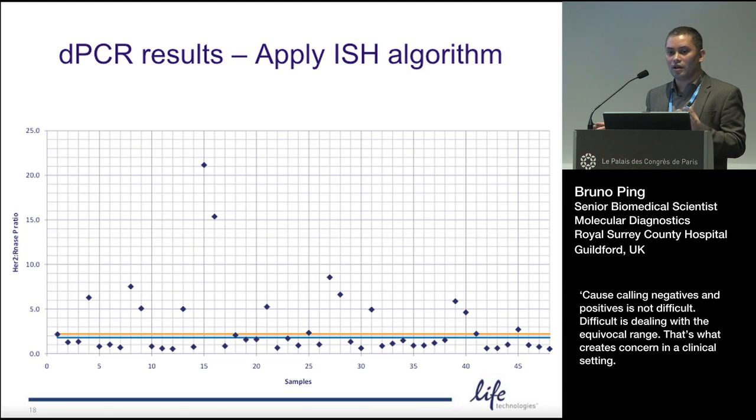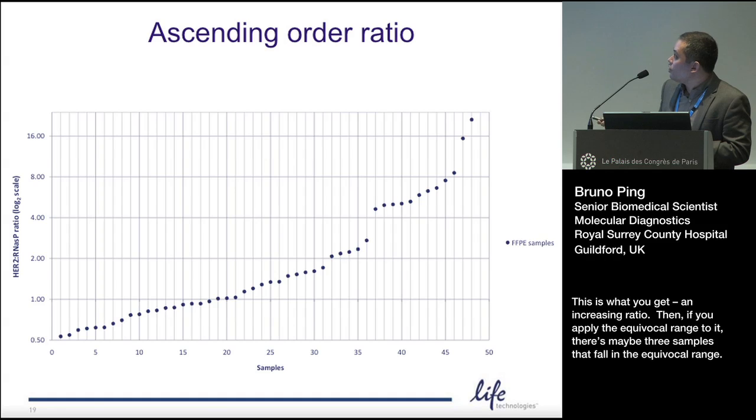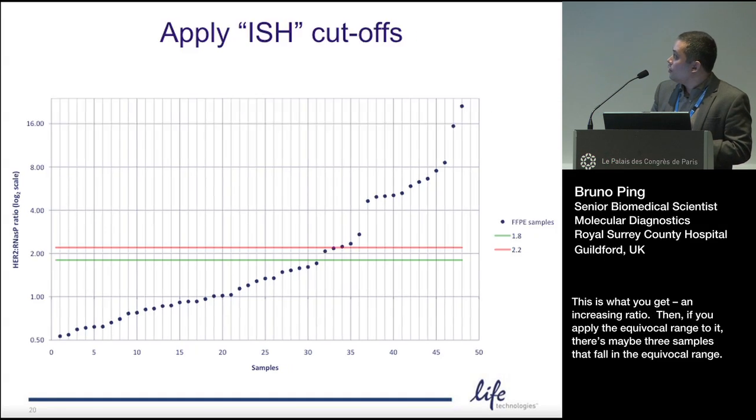Because calling negatives and positives is not difficult. Difficult is dealing with the equivocal range. That's what creates a concern in a clinical setting. Right, so the second step was ordering by ratio. What I had to do there was put a log scale, because I couldn't fit everything properly and look at the areas properly just by using a normal linear scale. And this is where you get an increasing ratio, and if you apply the equivocal range to it, there are maybe 3 samples that fall in the equivocal range.